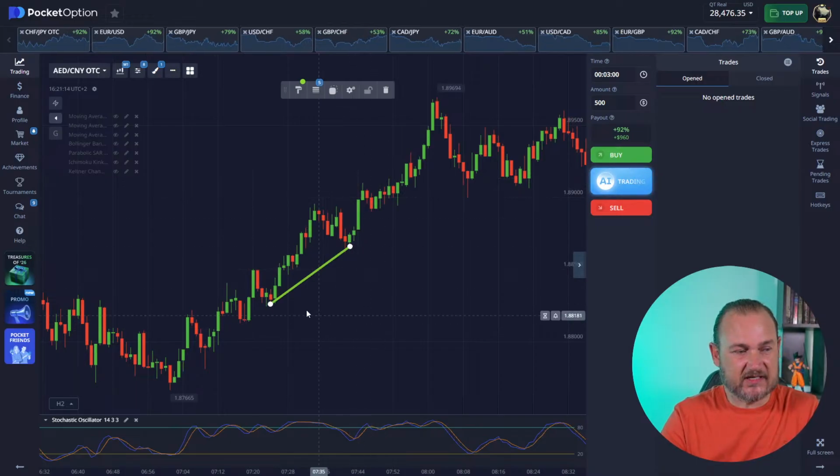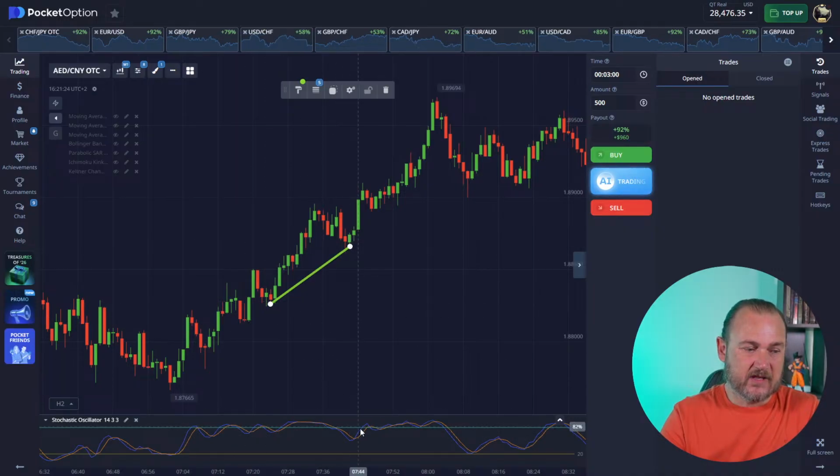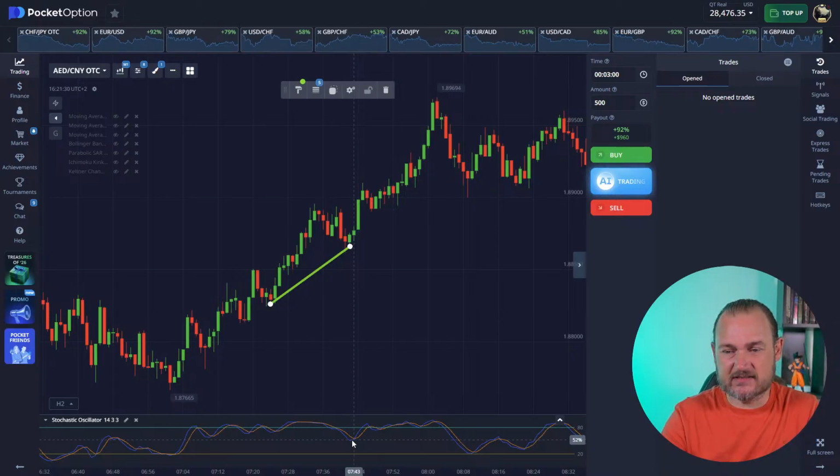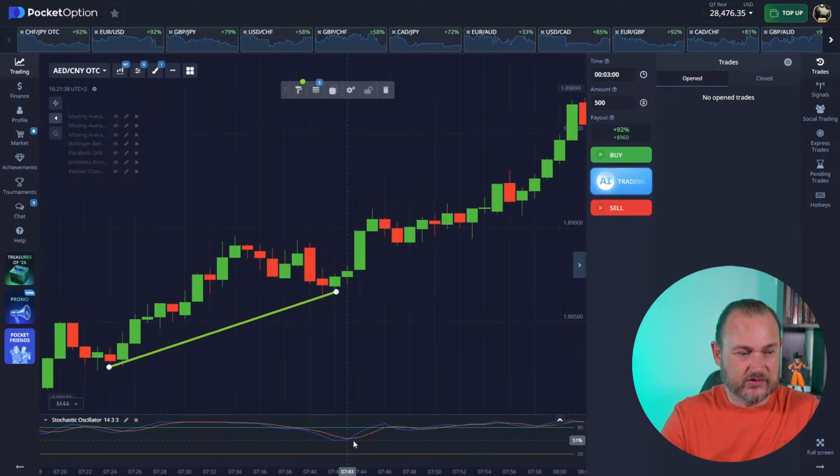But if we look at the stochastic from the two previous lows, that was the low that the stochastic made when price made this low. But on the next low, which was much higher in price, the stochastic made a lower low. So this is hidden divergence, or hidden bullish divergence in this case, which will be a buy signal as well. And again, we wait for the crossover, which would have been that candle there.